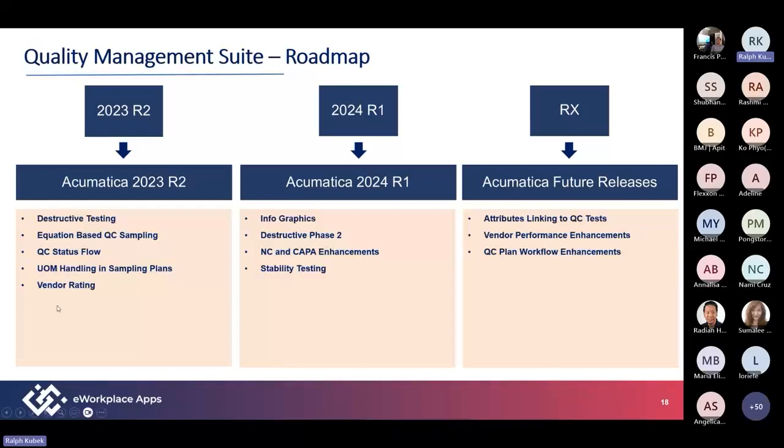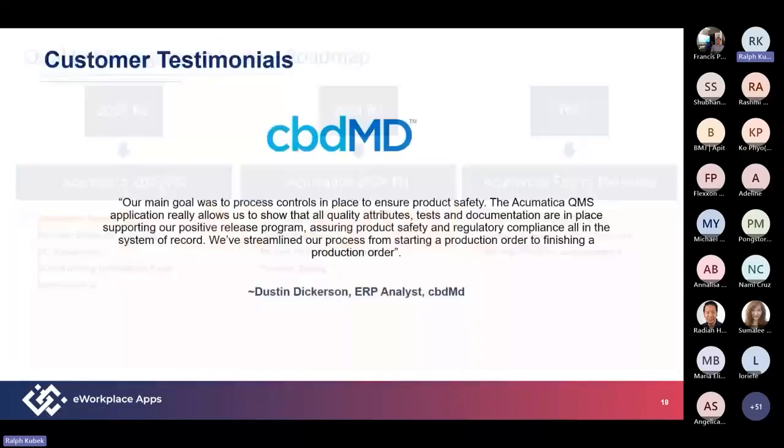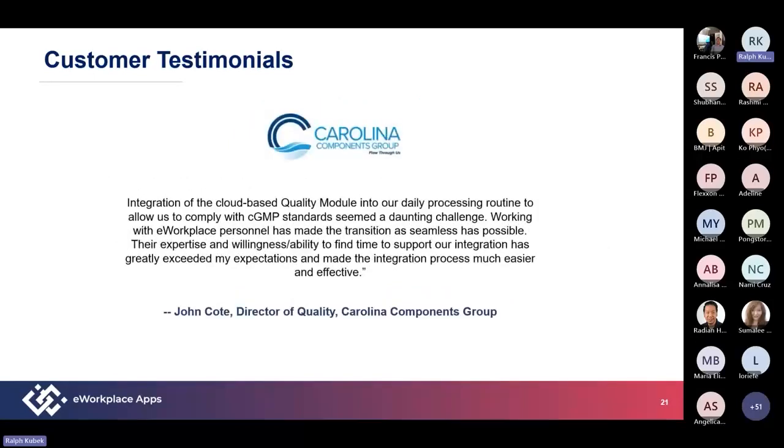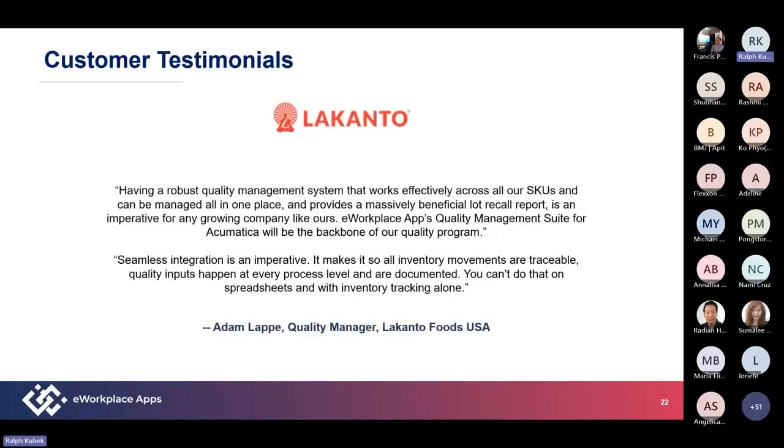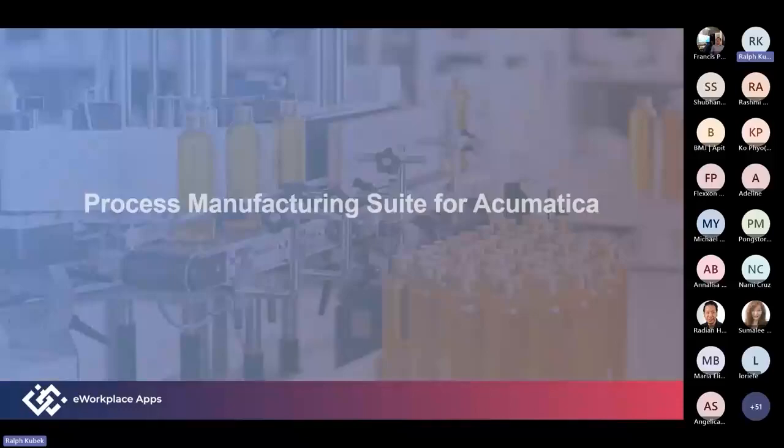We're going to come out with a rating system. We're also going to go into some additional enhancements with regards to nonconformance and corrective action. And then Acumatica is now supporting attributes, and we're going to be going into that functionality to improve some of the reporting. We have over 100 customers within the Acumatica world using QMS, and here's just a couple of customer testimonials that we have from Lecanto and a few other people.